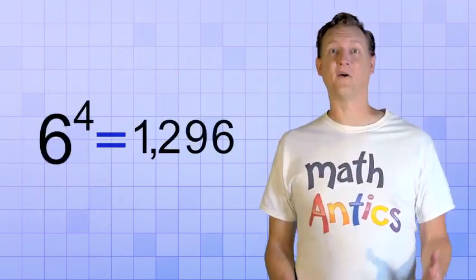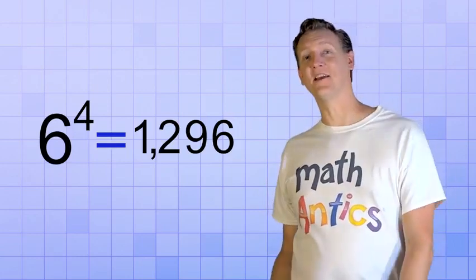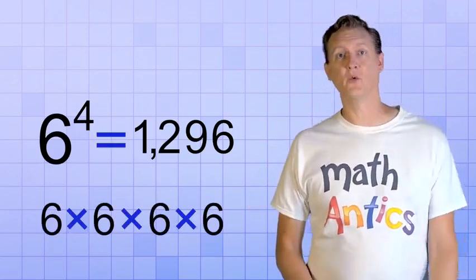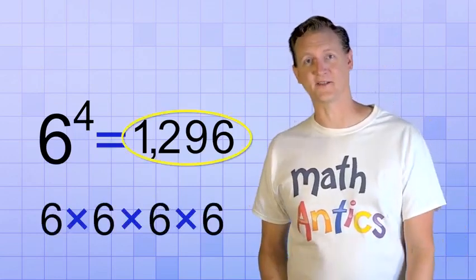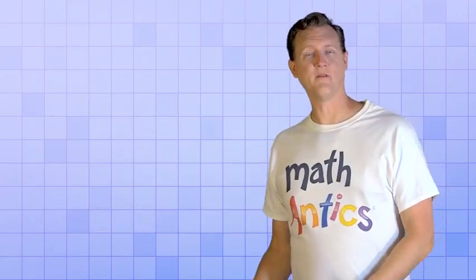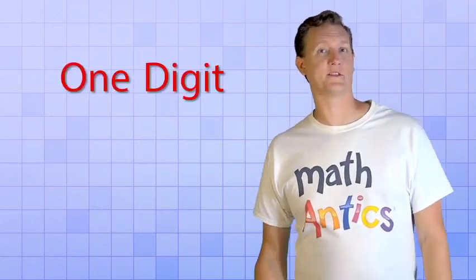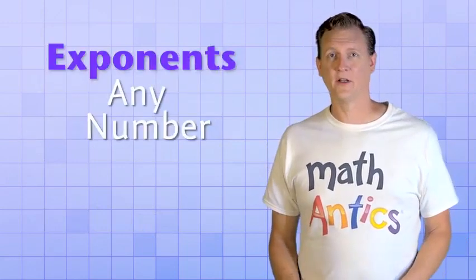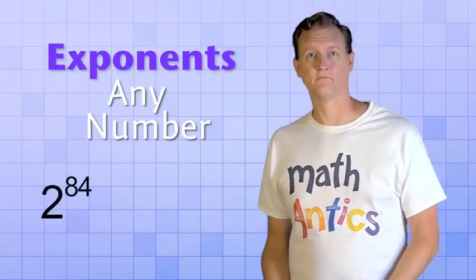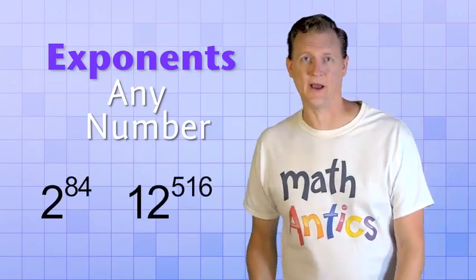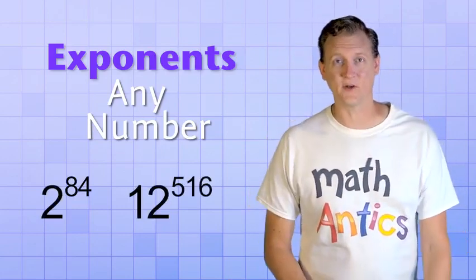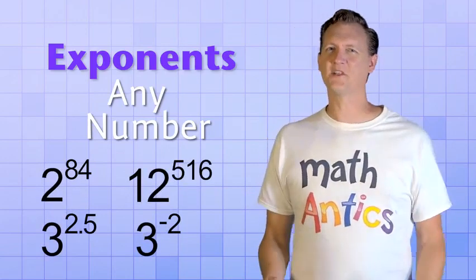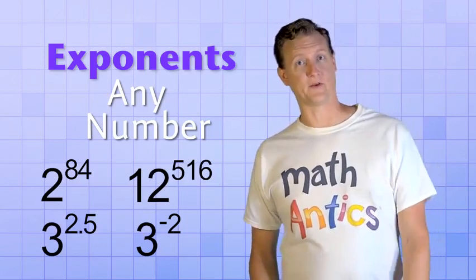1,296. Wow! As you can see, knowing how to do that with a calculator saved us a lot of work. And now we know that 4 sixes multiplied together will be 1,296. In the examples we've seen so far, we've only had simple one-digit exponents, like 2, 3, or 4. But exponents can be any number. You could have 2 to the 84th power, or 12 to the 516th power. In fact, as crazy as it sounds, you can even have exponents that are decimals or negative numbers. But we'll save advanced exponents like that for future videos.